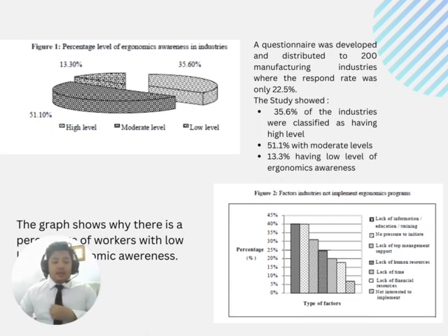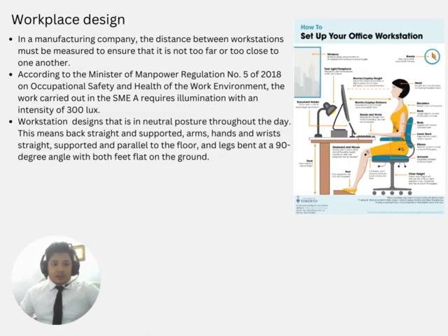There can be many factors why factories or industries are not implementing ergonomic programs, as shown in the bar chart below. Next, these are some examples of workplace designs.